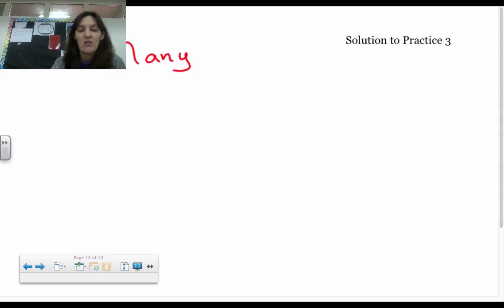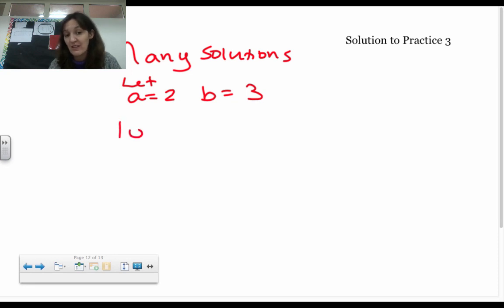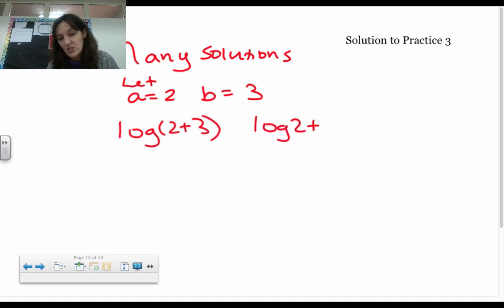Okay. So there are many possible solutions to this. You could have picked different numbers. No matter what, you would have been able to get the same thing as I did. So I simply let a equals 2 and b equals 3. If you chose different numbers, that's perfectly fine. So I did log of 2 plus 3 equals log of 2 plus the log of 3.